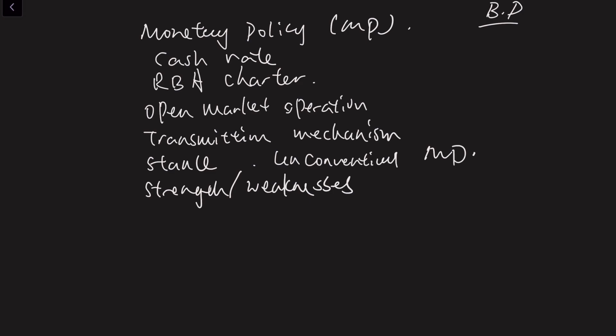In the next video, we are going to talk about aggregate supply management policy, so policies that are designed to increase the productive capacity of the economy to achieve a long-term sustainable rate of economic growth. For now, let's focus on monetary policy. We are going to talk about the cash rate, the charter of the RBA, open market operation, the transmission mechanism, the stance of monetary policy, and unconventional monetary policy, as well as some of the strengths and weaknesses of monetary policy.